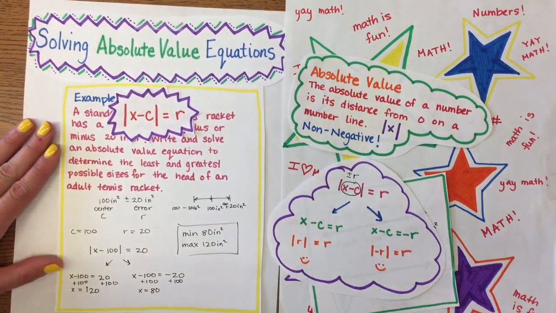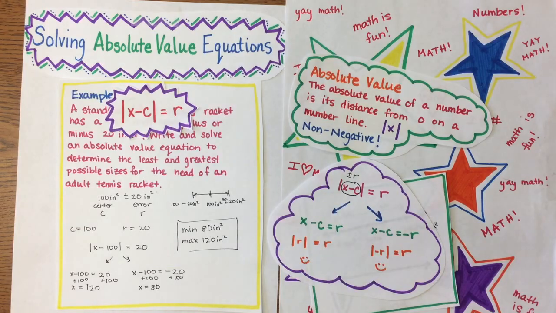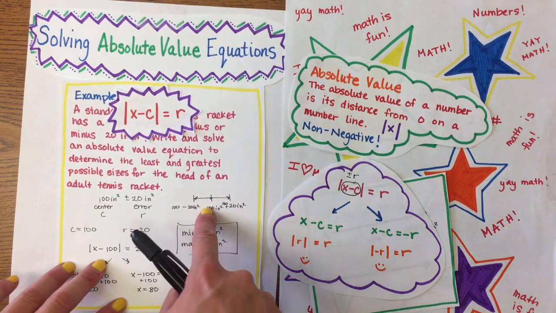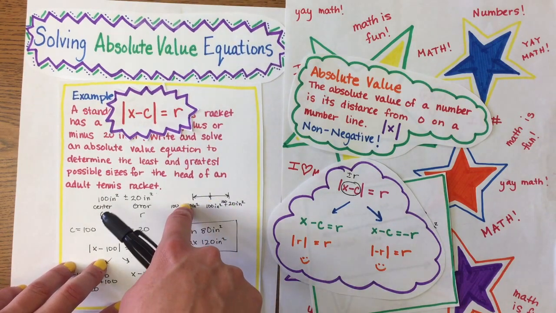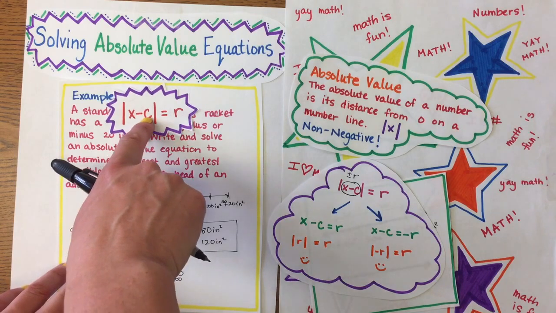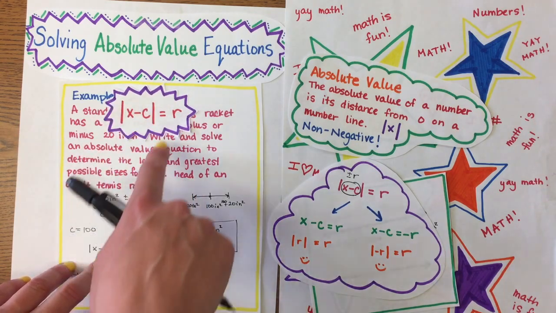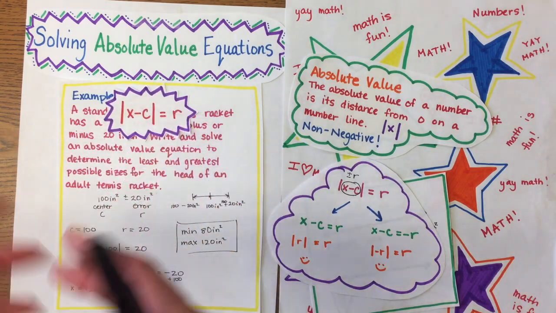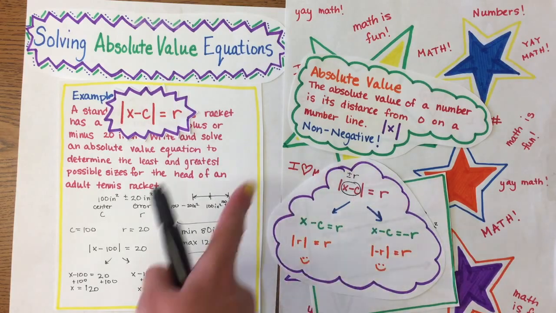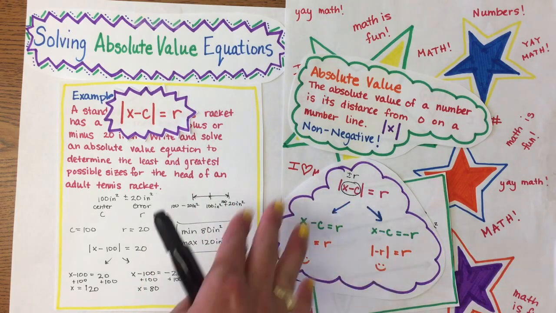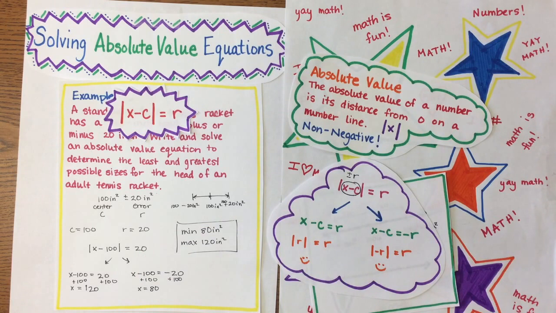And I got there using absolute value equations, but I started with this thought process. So I have 100 plus or minus 20. Whatever your center is, C. Whatever your error is, R. You go ahead and plug in, and then we're going to follow this setup to solve the equation. In our next video, we're going to look at solving equations, not word problems.